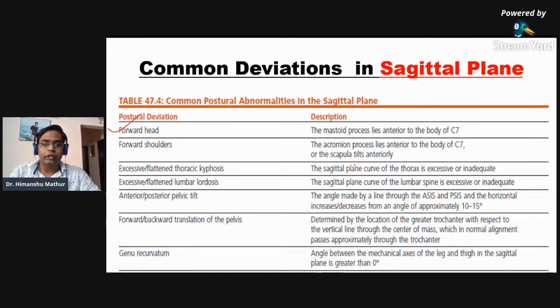Okay. So the mastoid process lies anterior to the body of C7. Yes, it is correct. Although there are other methods also to assess forward head posture. Forward shoulder, I would rather call it rounded shoulders. It is being done because of the tightness in the pectoralis major and minor muscles, right? The acromion process lies anterior to the C7.